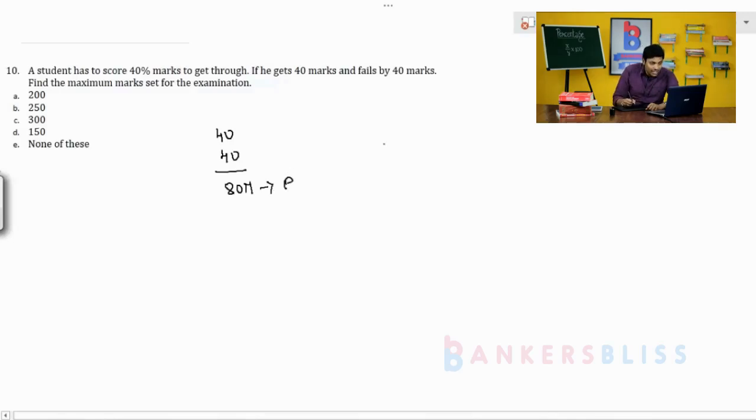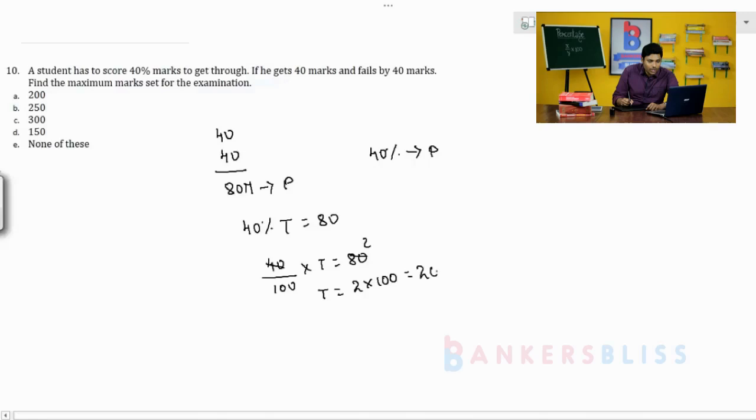And in the question they are telling that 40% is the minimum marks the student has to score to pass. Means what? 40% of the total is 80. Then what do you mean by 100%? So 40 by 100 into total is equal to 80. So 40 2s are 80. Total is equal to 2 into 100, which is equal to 200. Option A is the right answer.